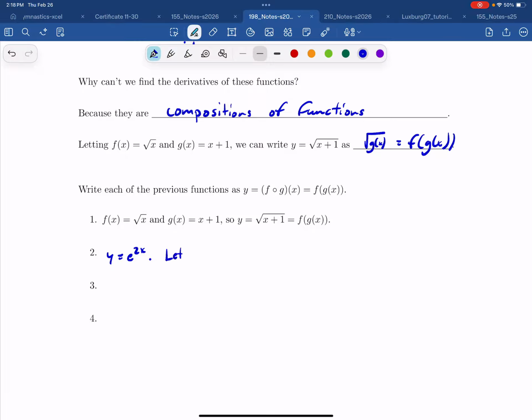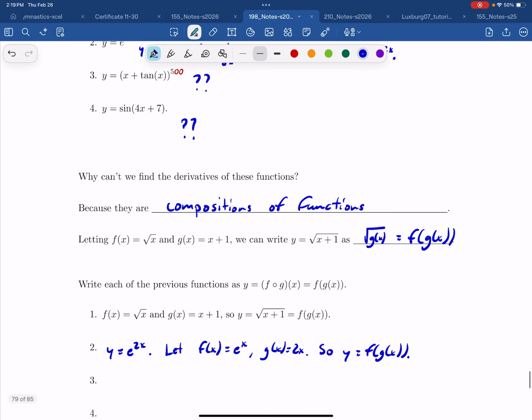So we'll let f of x be the outer function, e to the x, and g of x be the inner function, which is 2x. So y equals f of g of x. Okay? And we can do something similar with 3 and 4.